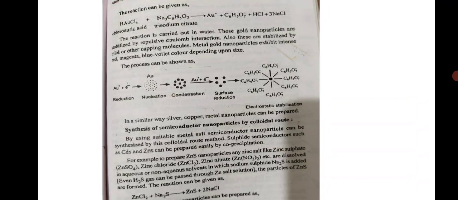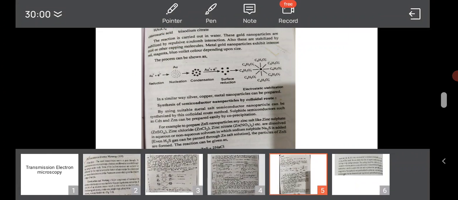We have discussed the gold nanoparticles. In that similar way, silver and copper metal nanoparticles can be prepared. Which method? The colloidal route. By using a suitable metal salt, semiconductor nanoparticles can be synthesized by this colloidal route method.